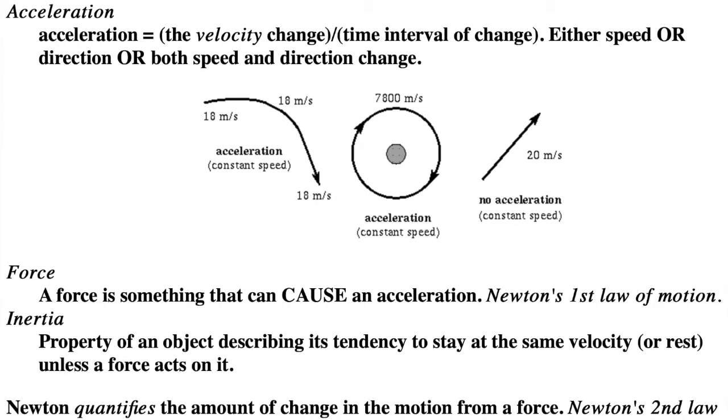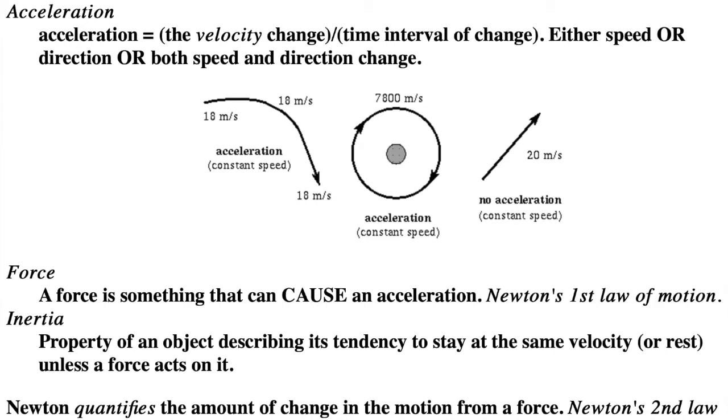The picture shows two accelerations. A car on the road going around a curve at 18 meters per second, about 40 miles per hour, is changing its direction. An astronomical example is the Hubble Space Telescope in orbit around the Earth at 7,800 meters, or 7.8 kilometers per second. Constant speed, but the direction is constantly changing. The last picture has no change in the velocity.